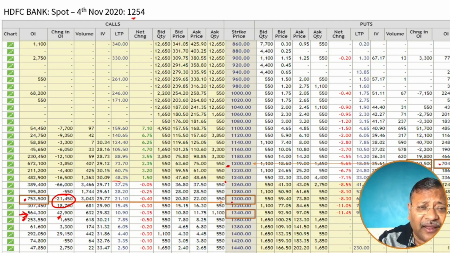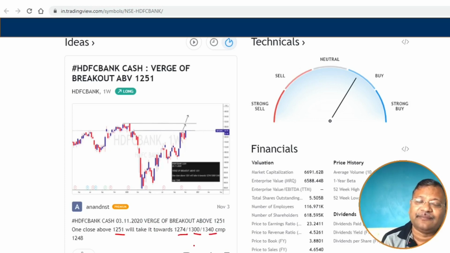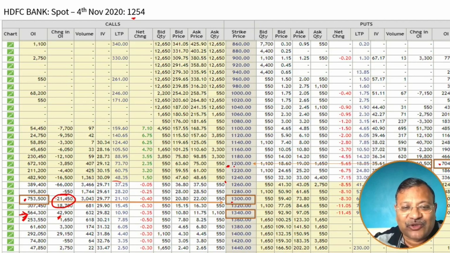And if you notice, this is a site which I tend to follow, that is intradingview.com. Their view is also that HDFC is on the verge of a breakout above 1251. One close above 1251 will take it towards 1274, 1300 and 1340. This is the view that is emerging. Now, where did they get this view from? Obviously from the option chain data table, because in the option chain data table, we are clearly able to see that the current price is already 1254, meaning it is already here, right?